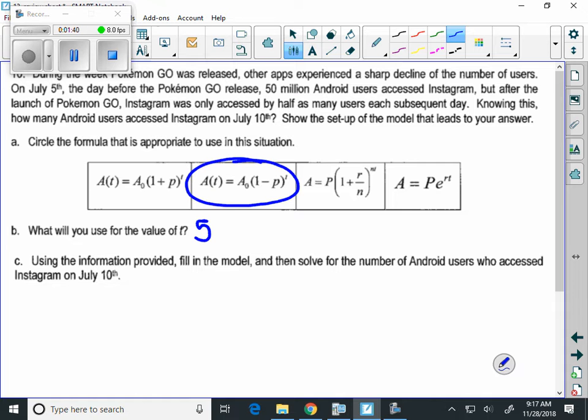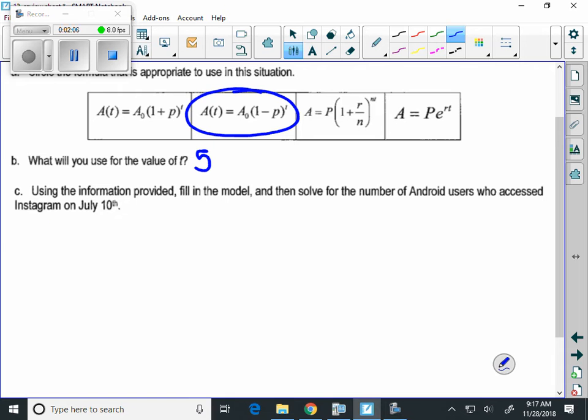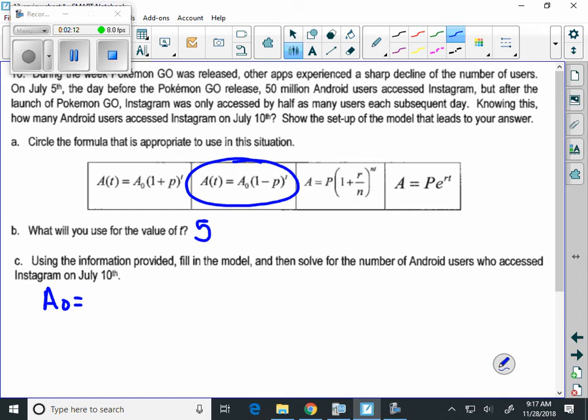So now on part C, it says, using the information provided, fill in the model, and then solve for the number of Android users who accessed Instagram on July 10th. Well, as I take a look at this, let's write down our different values. Let's write down what we know in here. And it's the first day, so our original amount. What we had is we had 50 million Android users. So that's going to be our 50, and I'm just going to write down 50. I'm not going to write down 50 million.